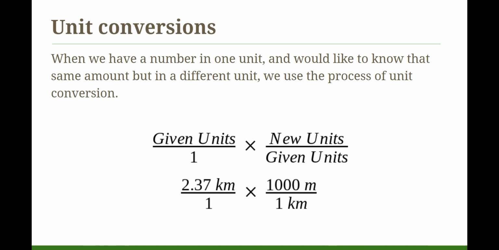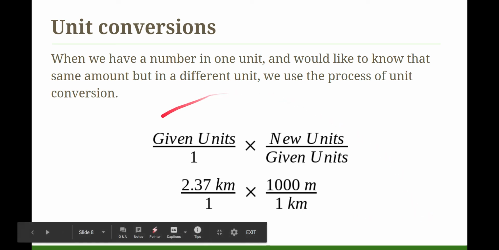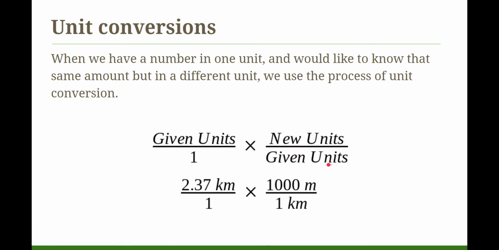So here is what this looks like. Let's say I want to convert 2.37 kilometers. I want to know how many meters that is. So we're given 2.37 kilometers, which is what we write on the top. Put it over 1 to turn it into a fraction. Then we need a conversion factor. So if I'm given kilometers and I want to go into meters, I need to know, well, how many kilometers are in a meter or vice versa.